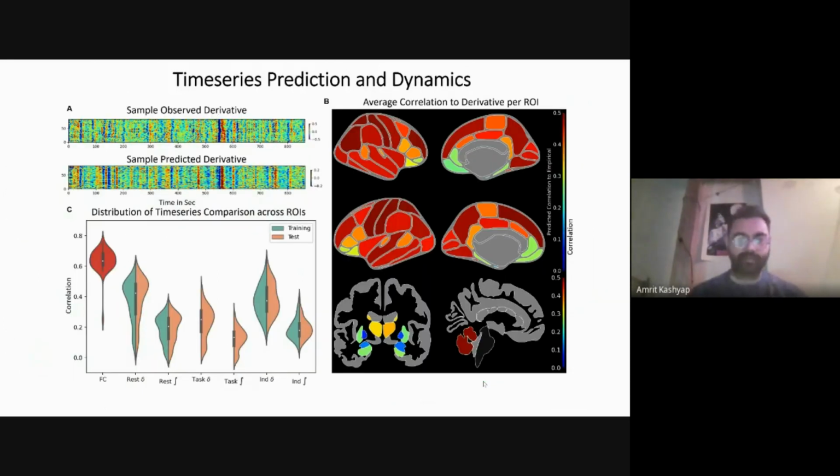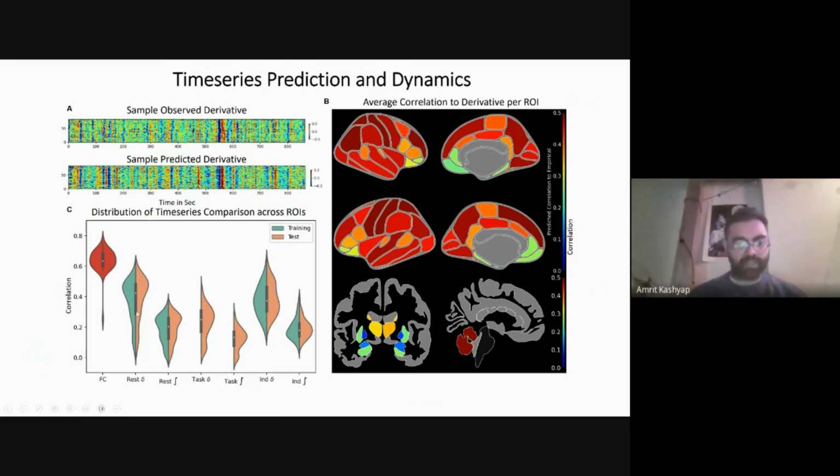So how does it do on predictions? Well, here's a sample observed derivative for a single resting state scan of 15 minutes. You can see that the predicted derivative has a lot of the same features as the observed derivative. If we look at this per brain region, we can see that most brain regions have very high correlation, except for those in the very frontal regions and then temporal regions. Those don't do so well. This is because we think that the signal in these areas in fMRI is generally poor, and this also includes subcortical regions, although the thalamus and the cerebellum do pretty well in this model as well.